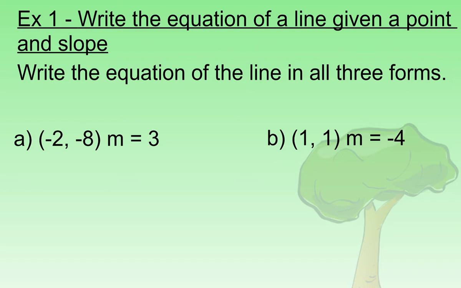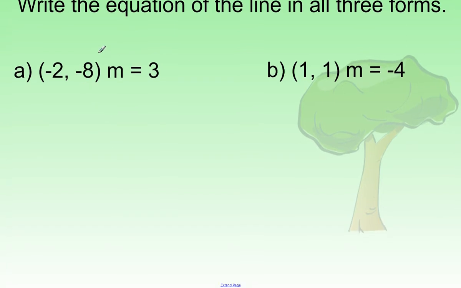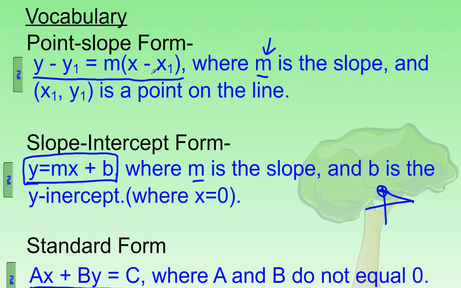Okay? So here it says, write the equation of a line in all 3 forms, and we're given a point and a slope. Okay, so if we're given a point and a slope, the method that we're going to do is we're going to start with point-slope form. So we're going to write that down. y minus y1 equals m times x minus x1. That's the formula for point-slope form from our vocabulary.